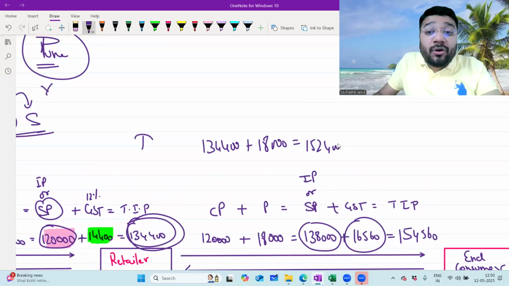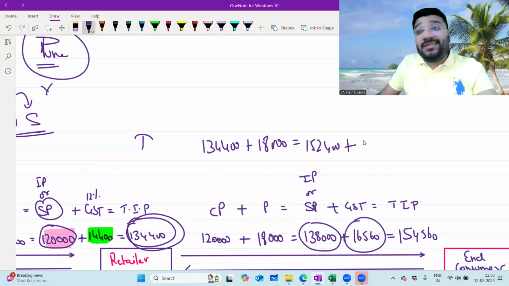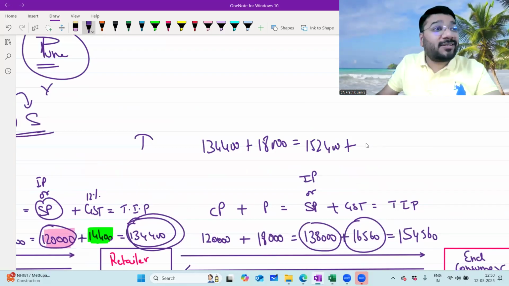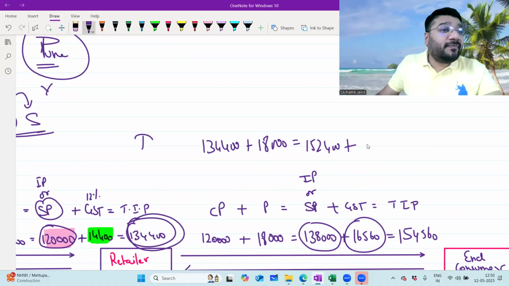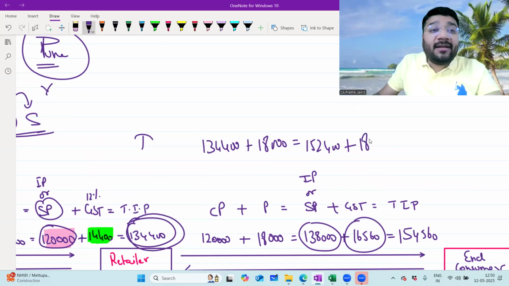Calculator. 152,400 plus GST. Plus GST. Do 12% on this. Calculator, not your brain. 1,52,400 into 12% is 18,288. Tell me the selling price final.